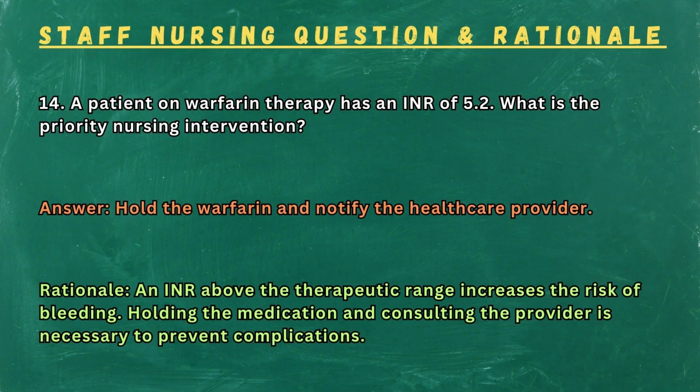14. A patient on warfarin therapy has an INR of 5.2. What is the priority nursing intervention? Answer: hold the warfarin and notify the healthcare provider. Rationale: an INR above the therapeutic range increases the risk of bleeding. Holding the medication and consulting the provider is necessary to prevent complications.